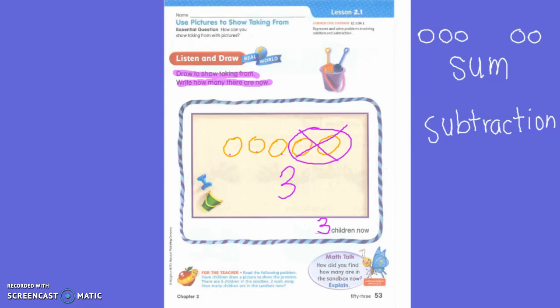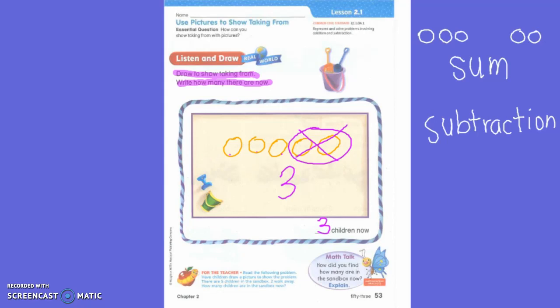So first grade, we use a picture to help us show taking from. Can we use a picture to show subtraction? Yes. Absolutely. That's exactly what we just got done doing. You can use that as a math strategy to help you, right? So I want you to make sure that you know that you can draw pictures to help you subtract. If you did not know what 5 minus 3 is, that's okay. But can you draw a picture to help you figure out what 5 minus 3 is?